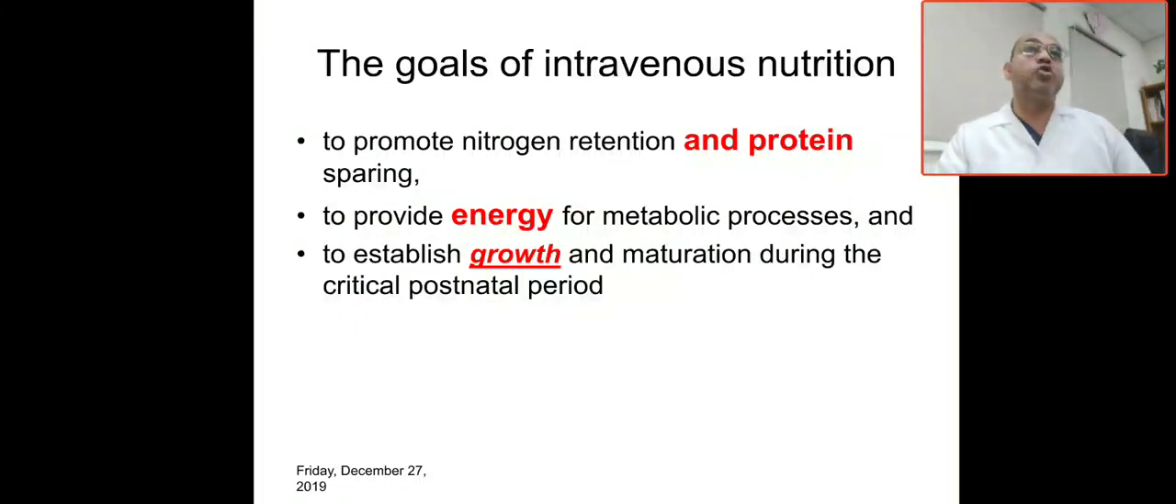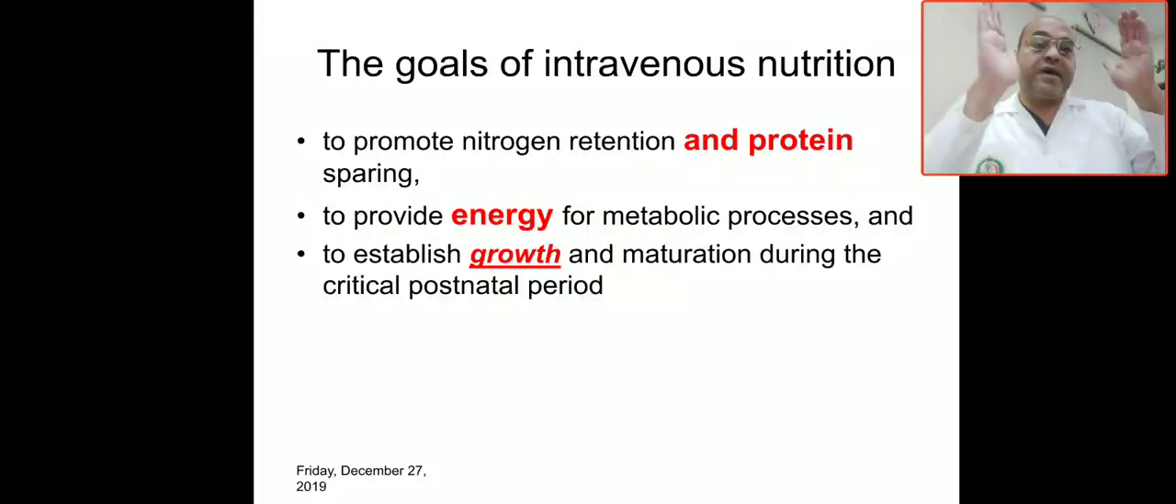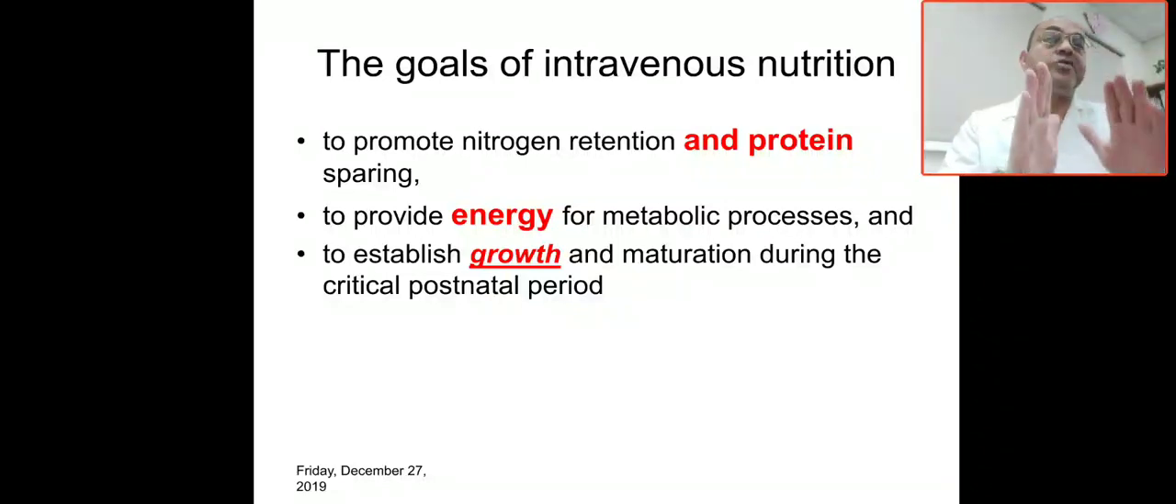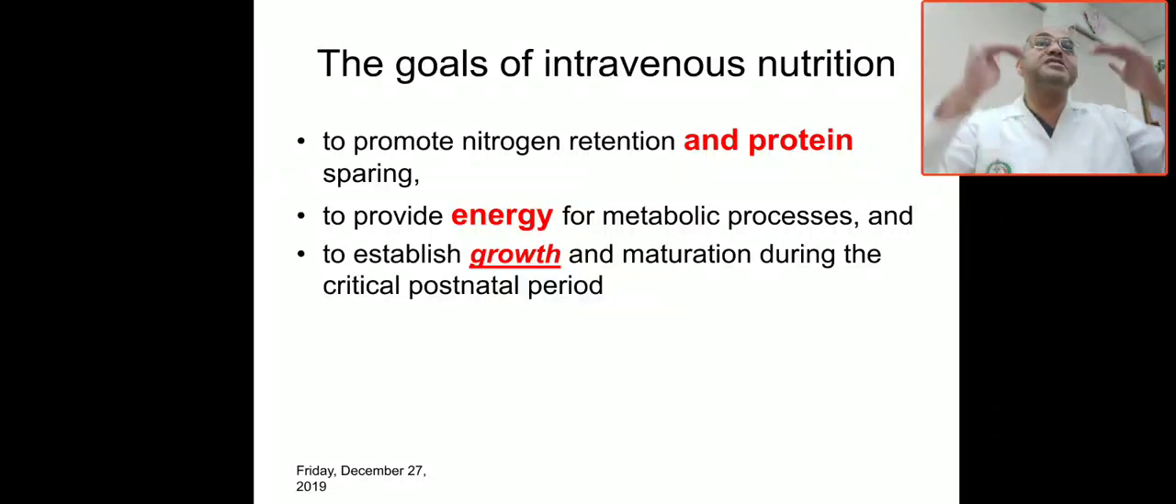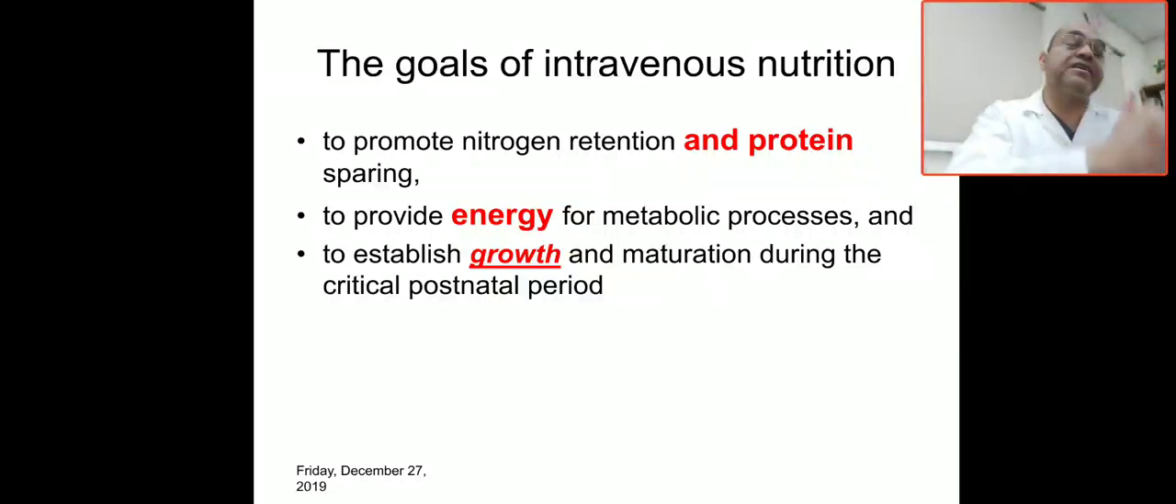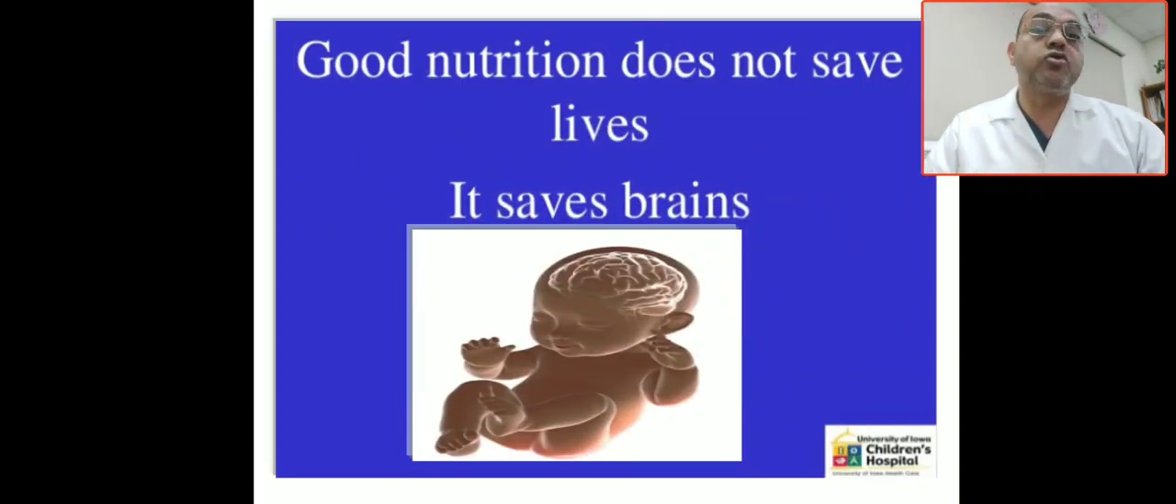So our goal for intravenous nutrition: if you maintain the anabolic state and prevent the catabolic state, it will establish growth and maturation during the critical postnatal period. How can we establish the anabolic state? To promote nitrogen retention and protein sparing. How to prevent the catabolic state? To provide energy for metabolic processes. So good nutrition does not save life, it saves brains.